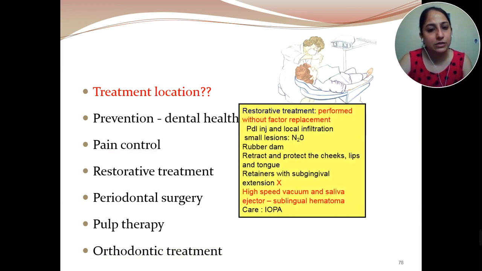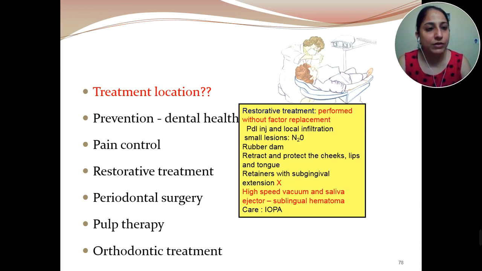The next is restorative treatment. It is performed without factor replacement. PDL injection, local infiltration can be given. For small lesion, nitrous oxide sedation. Rubber dam, retract and protect the cheeks, lips and tongues. Retainers with subgingival extension are not advised. High-speed vacuum and saliva ejectors should be removed carefully because it might lead to sublingual hematoma.